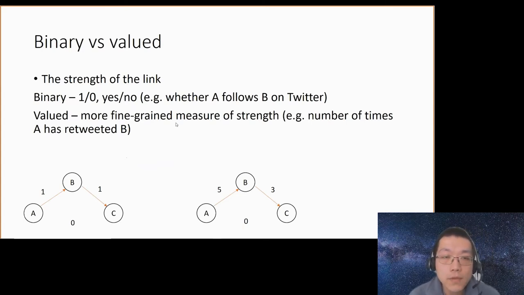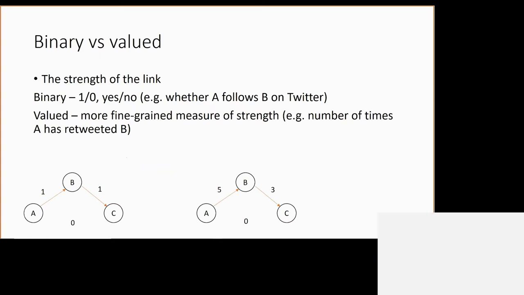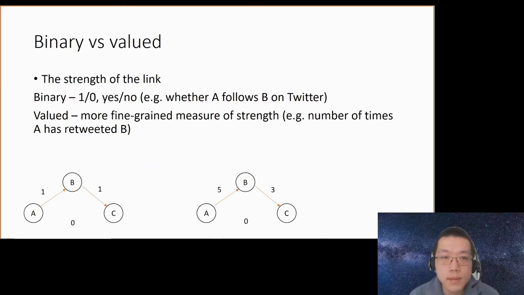Sometimes we have a more fine-grained measure of the strength. For example, if you're studying a retweet network and the value can represent the number of times A has retweeted B, then you have a valued network. As you can see for the network on the right, A has retweeted B 5 times and B has retweeted C 3 times.